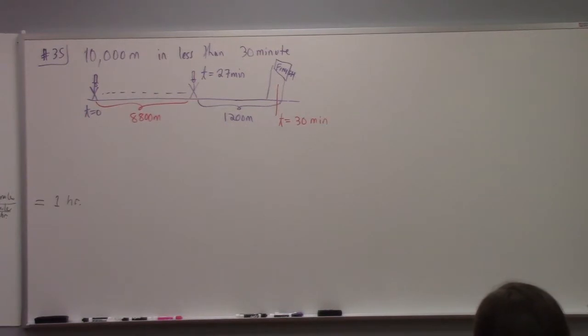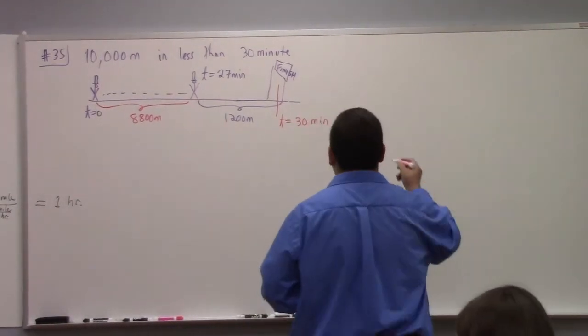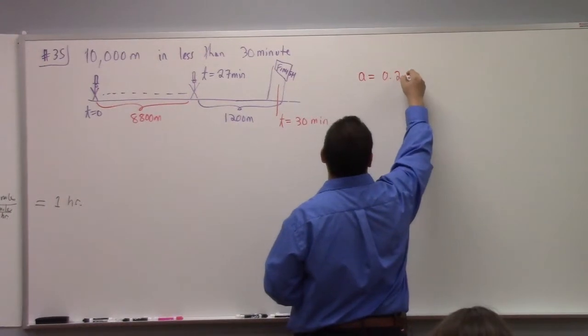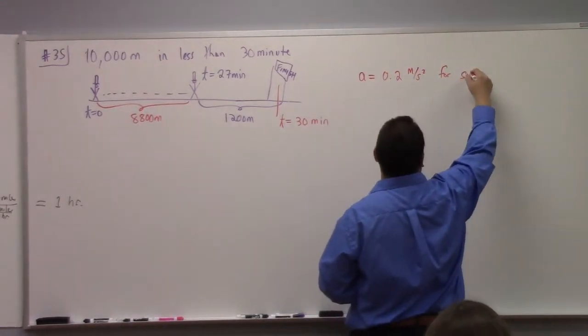So what does this mean? And are we told anything else that I didn't write down? Did they tell us what we have to accelerate at? 0.2 meters per second squared. So we're going to accelerate at 0.2 meters per second squared for some time.